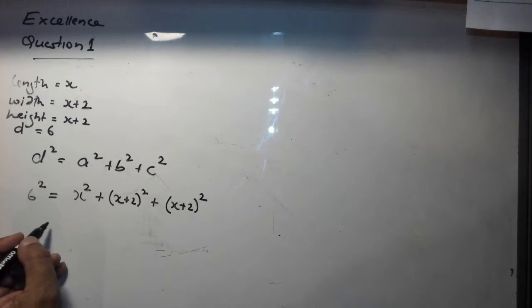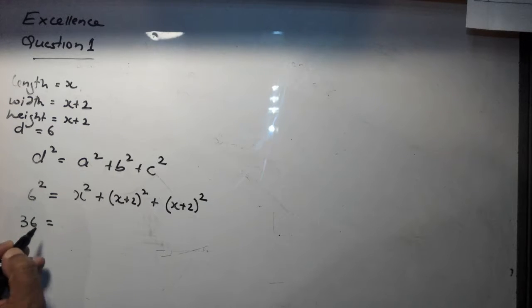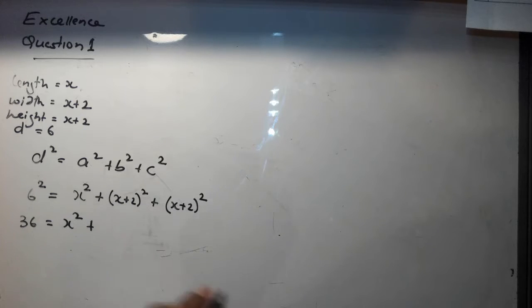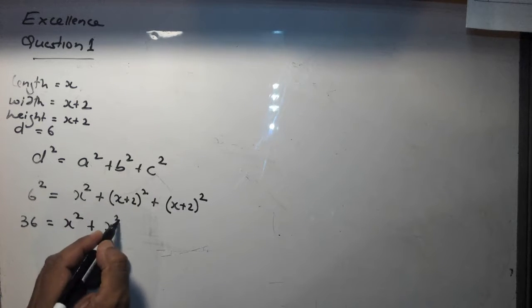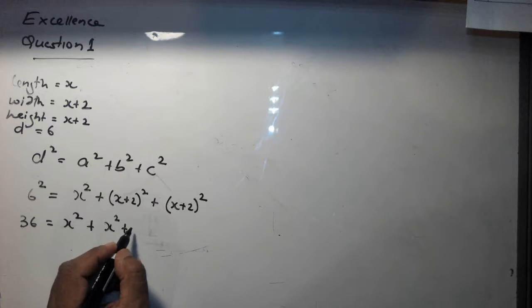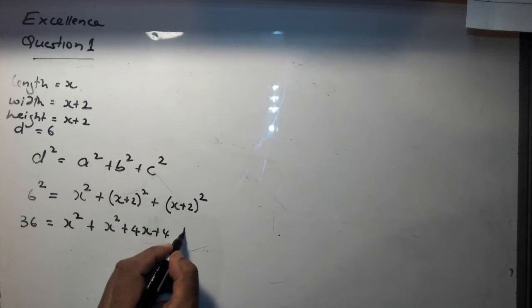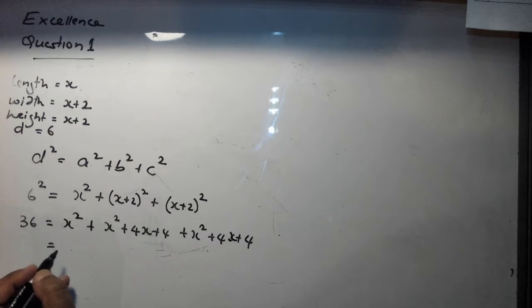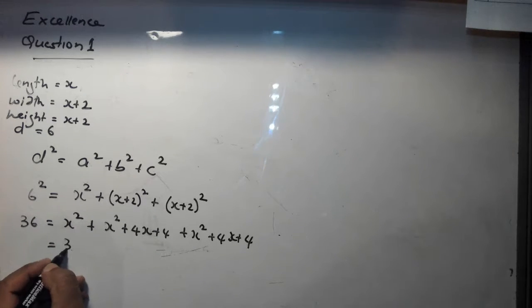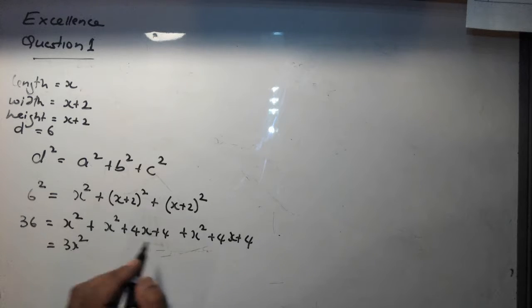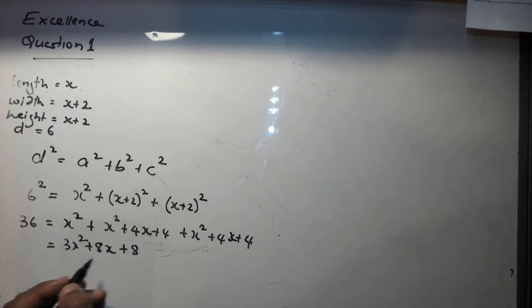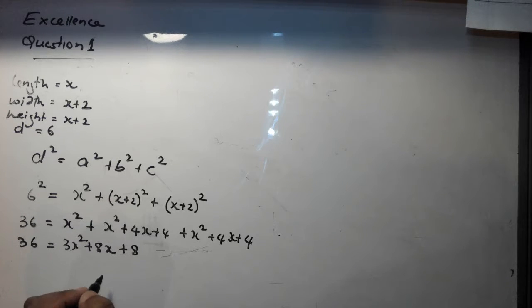So what I can do now is I can write this 36 is equal to x squared plus expand these two, so this is going to be x squared plus 4x plus 4 plus x squared plus 4x plus 4. Collecting all the like terms on the right hand side yields x squared plus x squared plus x squared gives me 3x squared. Then 4x plus 4x gives me 8x. Then we have 4 plus 4 is 8. So 36 is equal to 3x squared plus 8x plus 8.